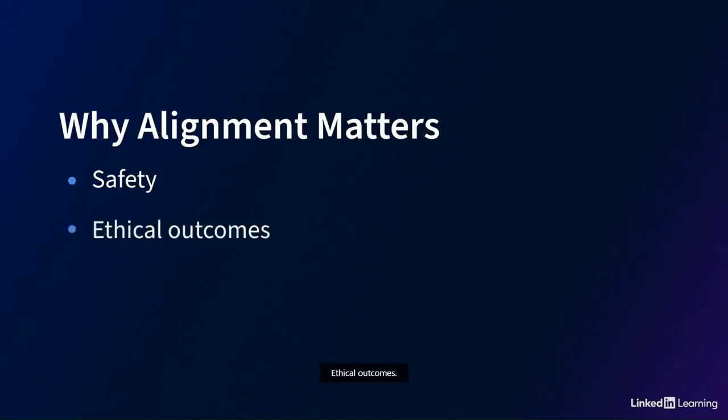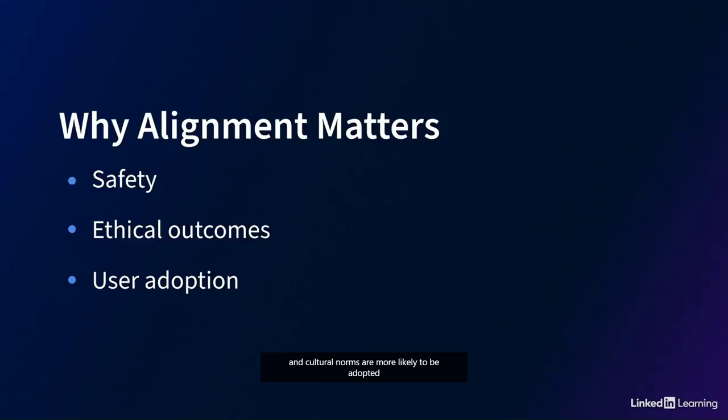Ethical outcomes. If a model isn't aligned with human values, it may make decisions that are technically correct, but ethically or morally questionable. User adoption. Systems that align well with human objectives and cultural norms are more likely to be adopted and trusted by end users. Here are a few approaches for ensuring alignment.